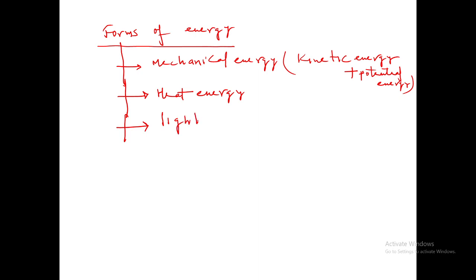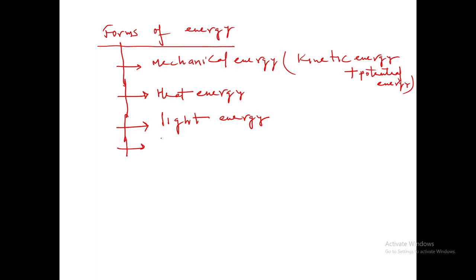Okay. Next one is light energy. These are popular forms of energy. Light is a form of energy. Green plants make their food in presence of sunlight. Similarly, when light energy falls on photographic plates, it causes a chemical change and hence images are recorded on the photographic film. The sun is the natural source of light and heat energy.